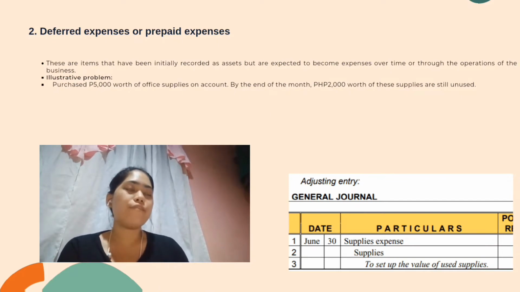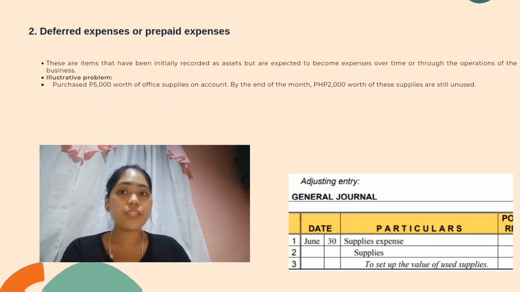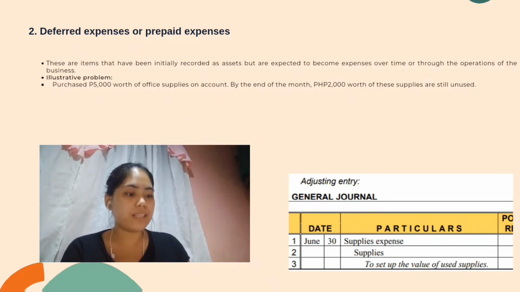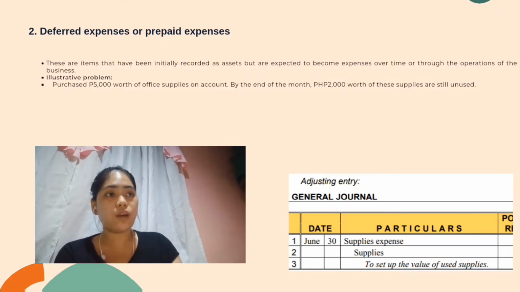And the second source of adjusting entries, we have the deferred expenses or prepaid expenses. These are items that have been initially recorded as assets but are expected to become expenses over time or through the operation of the business. In order to recognize the correct amount of expenses, prepayments shall be amortized weekly, semi-monthly, or monthly, depending on their nature and purpose. The illustrative problem example is that it purchased 5,000 pesos worth of office supplies on account. By the end of the month, 2,000 pesos worth of the supplies are still unused.